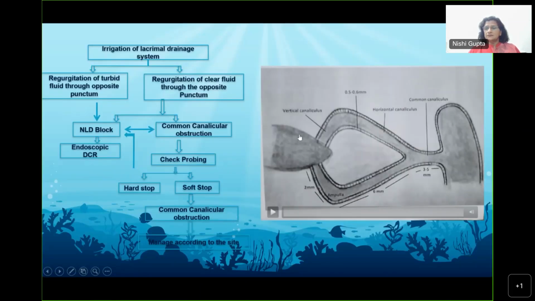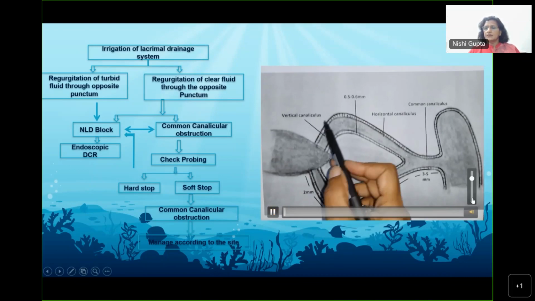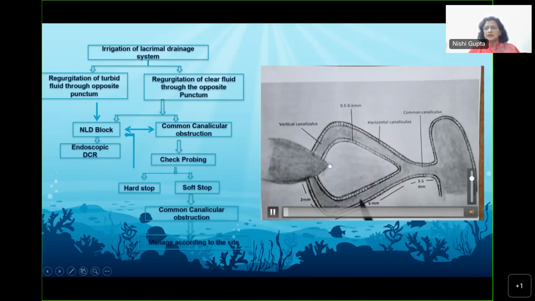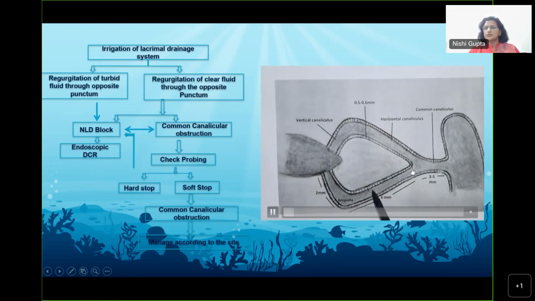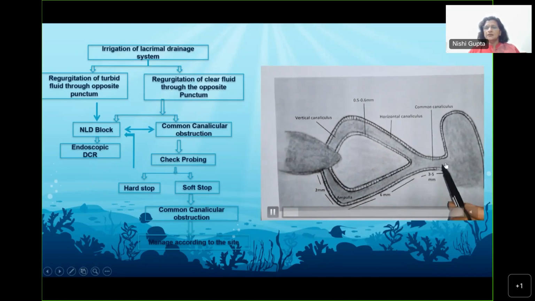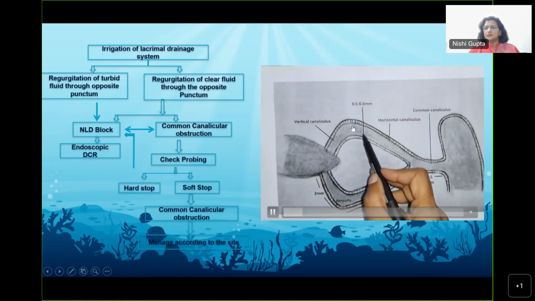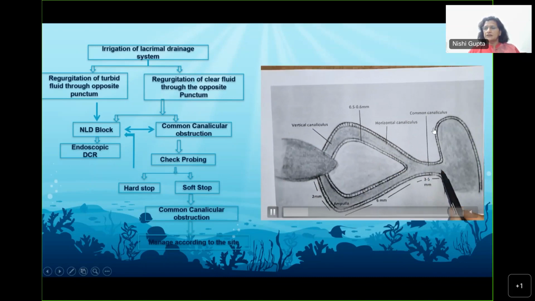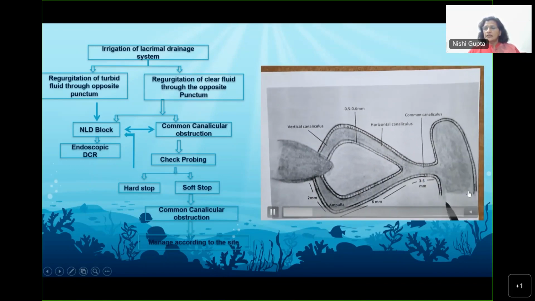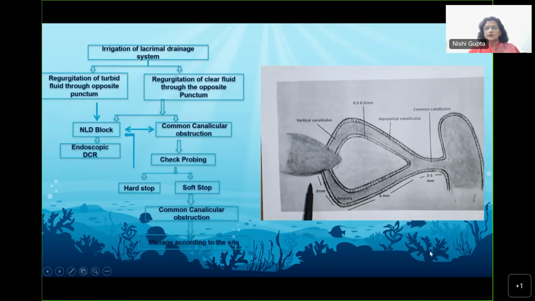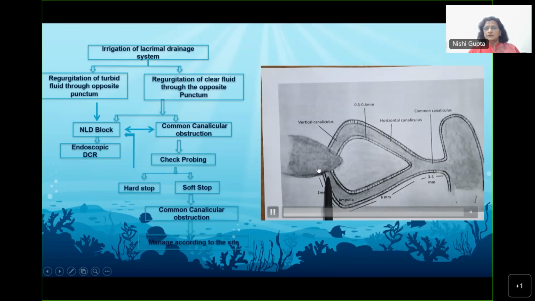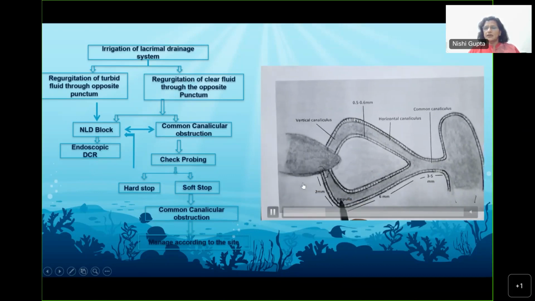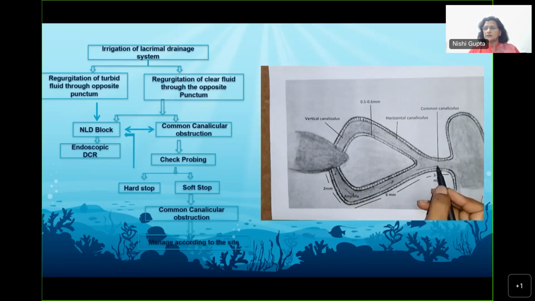As we know, this is the schematic diagram representing the canaliculi. I'll just run this video. So we can see this is the vertical canaliculus, this is the horizontal canaliculus that joins to form the common canaliculus. Similarly, in the upper part, the upper canalicular system joins to form the common canaliculus, which opens into the lacrimal sac. Now, the lacrimal sac continues into the nasolacrimal duct. So if we perform syringing through the lower punctum, we can see the passage of fluid marked by these arrows. It goes straight into the nasolacrimal system.